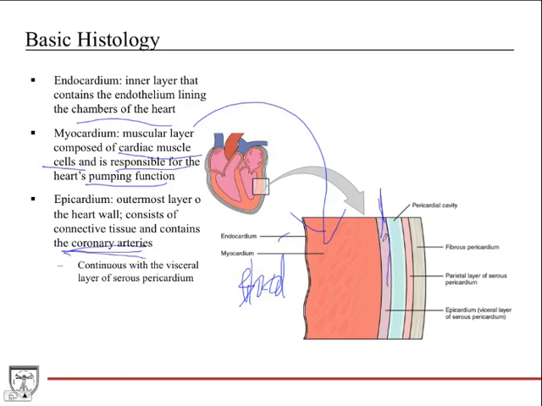So the coronary arteries, the main named coronary arteries, actually run in this epicardial layer. Then they have branches that go down through the layer of the myocardium all the way down to the endocardium. And like we said, the epicardium is continuous with the visceral layer of the serous pericardium.